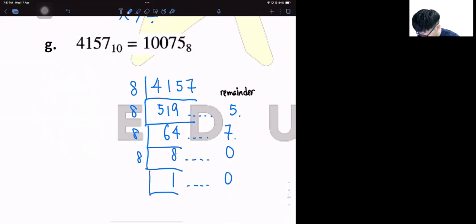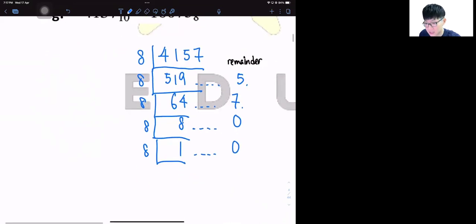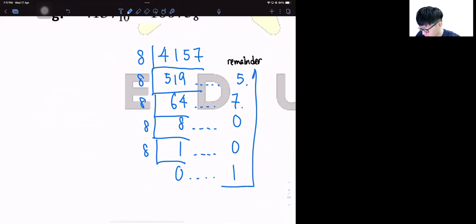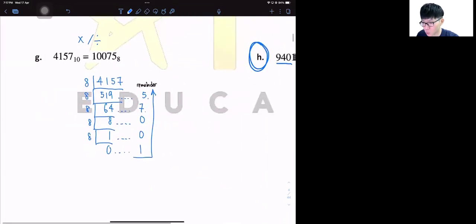Continue until the number becomes 0. So 1 divided by 8, you press 1 divided by 8. You see 0.125. Turn it back to remainder. So your calculator, 0.125 times 8. You get 1. And the answer, read from bottom to top again.